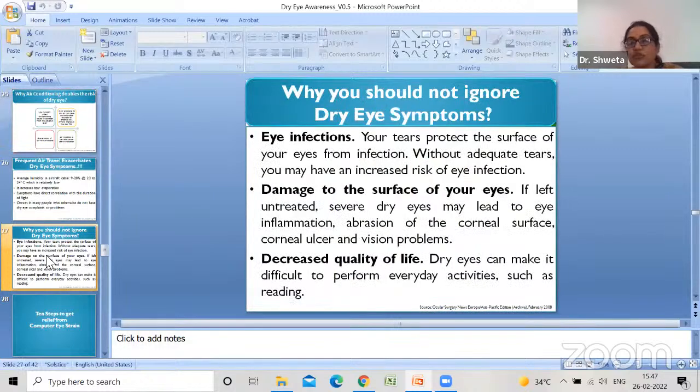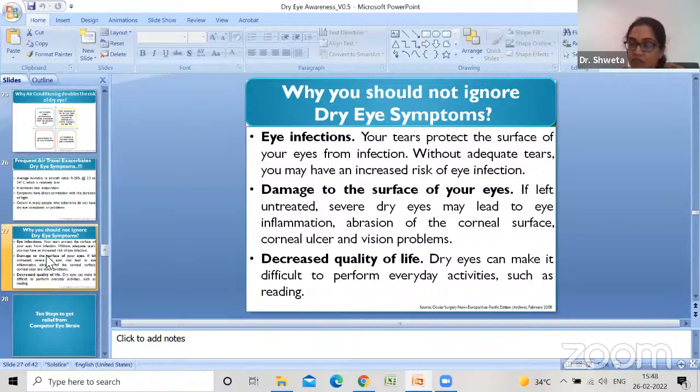Now, why is it that we should not ignore the symptoms of dry eye? Because dry eye means that either the quantity of the tears that is produced is not enough, or the quality of the tears is not good. And as I said, the tears have other functions. They help to give a clear focus of the image to the eye, whatever we are seeing. If our tear film is not good enough, then whatever we are looking at will not be clear. We will get blurry vision.